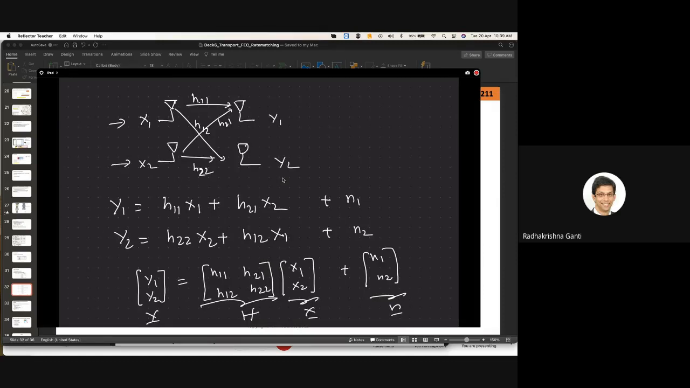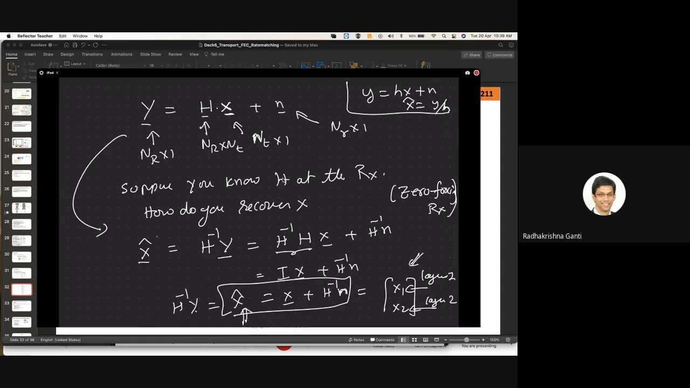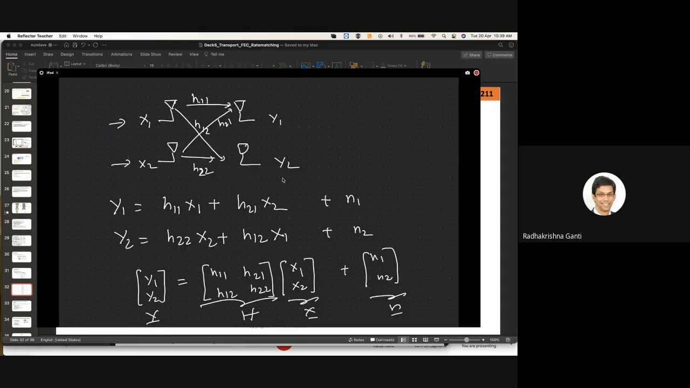So you send out two different sets of layer data in different layers. Even though there's some mixing happening by the channel, if you know the channel estimate at the receiver, you'll be able to separate out the layers. This is one way of doing it. Again, this is the most practical way, let me put it that way. Is this fine? So you understood what a layer is here. Layer here means essentially the independent data you send across each antenna. There are two layers here.